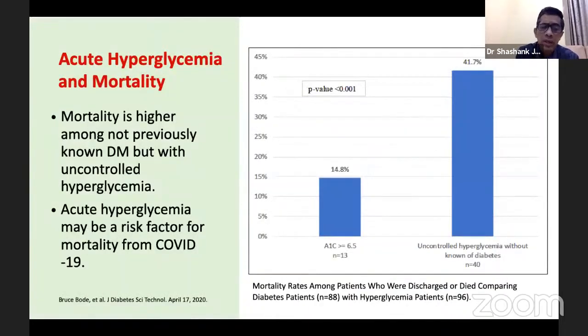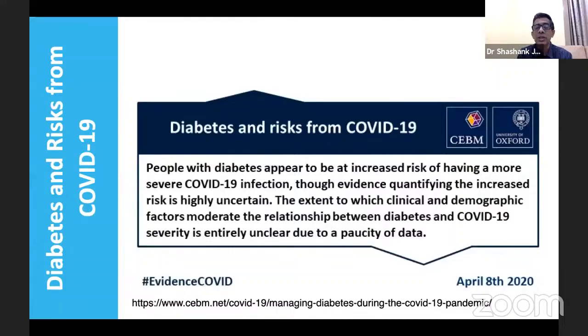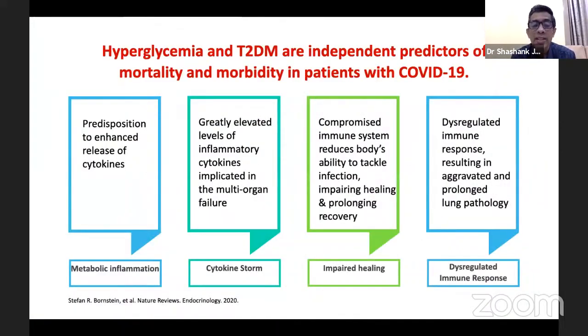Also, there's very good data which Bruce Bode published this year to show that acute hyperglycemia is linked to COVID mortality. And just simple hyperglycemia can kill. So obviously diabetes has evidence to show that it will have more severe COVID, and that's something which we know.